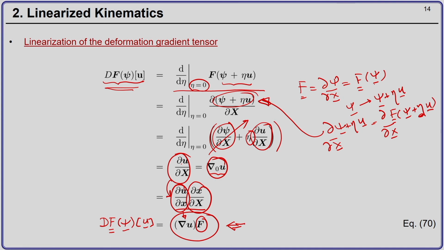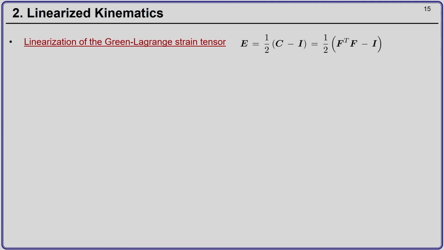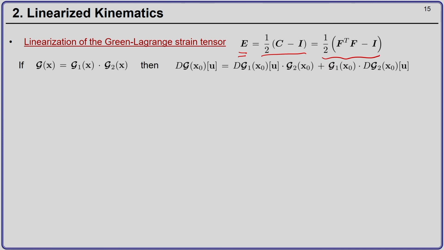Okay. So, once we have done the linearization of the deformation gradient tensor, we can now linearize the Green-Lagrange strain tensor. The Green-Lagrange strain tensor E is nothing but 1/2 (C minus I), that is, 1/2 times the right Cauchy-Green tensor minus the identity tensor, and the right Cauchy-Green tensor is nothing but F transpose F.